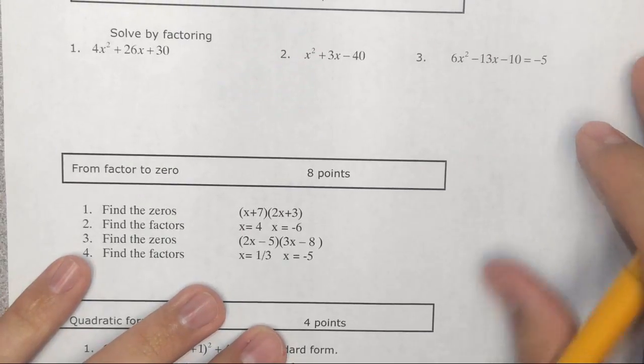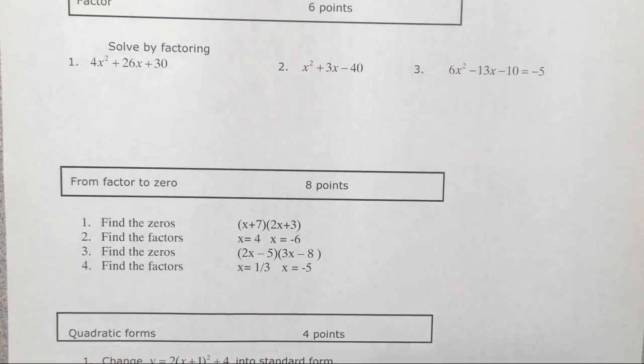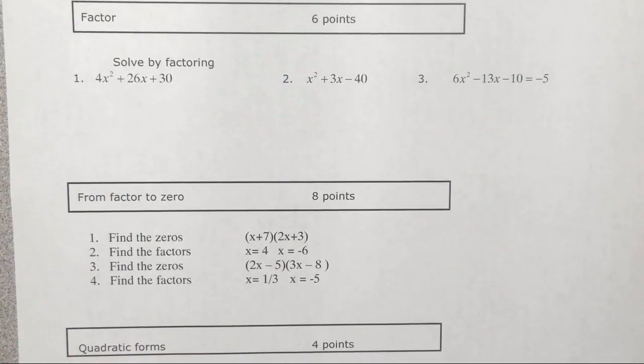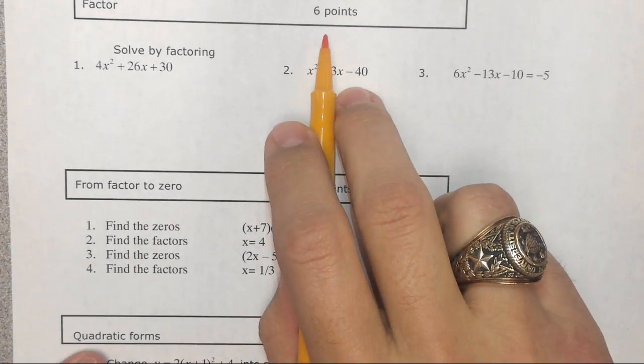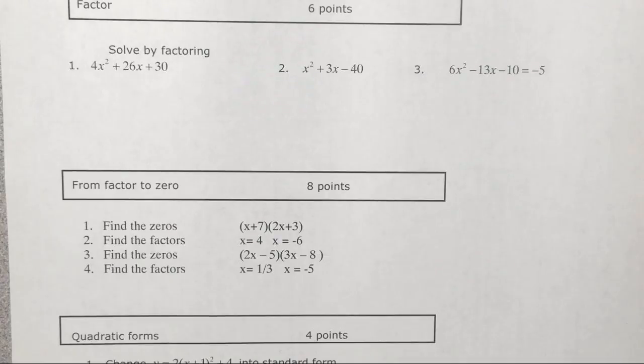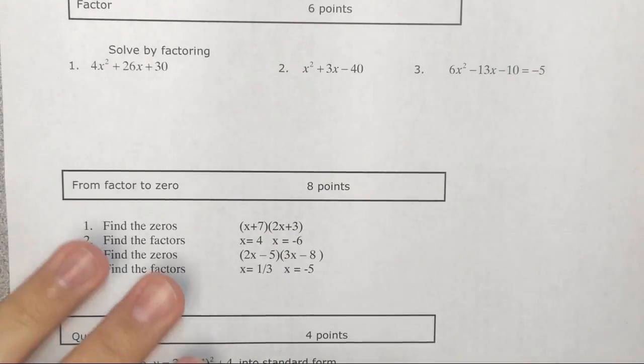These right here need to be factored. There will be some questions like this on a test. On the test, you will have to deal with the greatest common factor. This is 6 points of the test, so I'm going to do 1 or 2 of these. Probably going to do 2 of these, and you can do the third one.